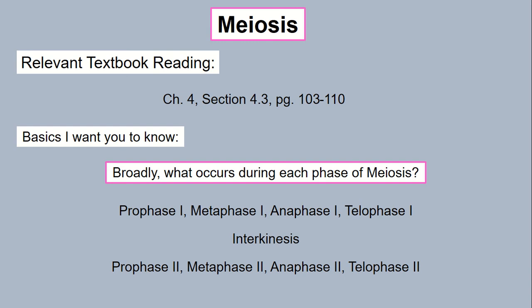Moving into this lecture, what I want you to already know is broadly what occurs during each phase of meiosis. This is generally the same philosophy I had going into the mitosis lectures that I posted last week. So I want you to know what's happening during prophase, metaphase, anaphase, and telophase 1 and 2 of the two larger phases of meiosis. Additionally, I want you to be familiar with the idea of interkinesis and how that's different than cytokinesis.